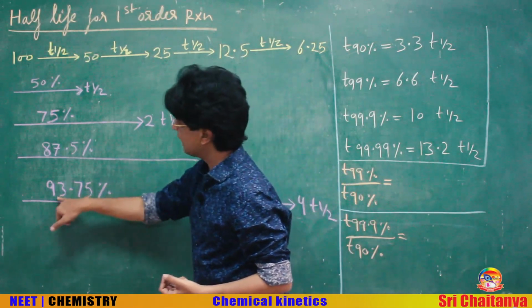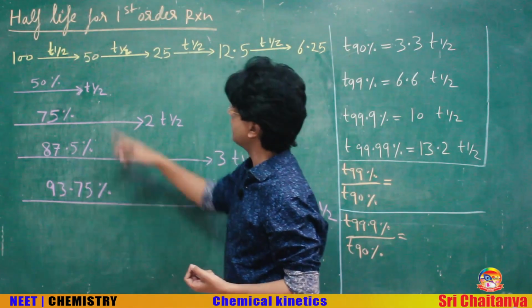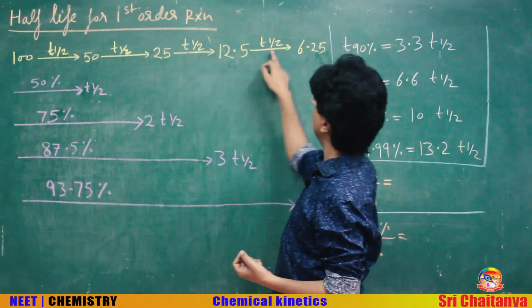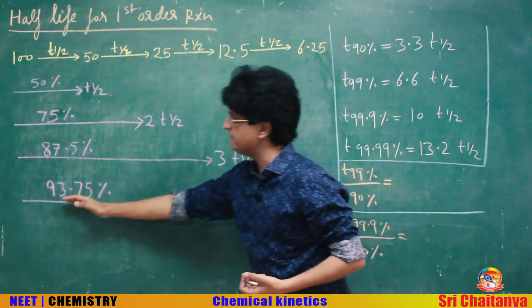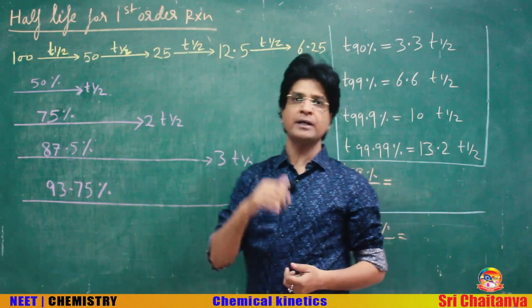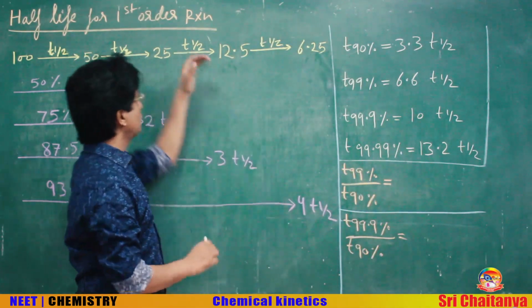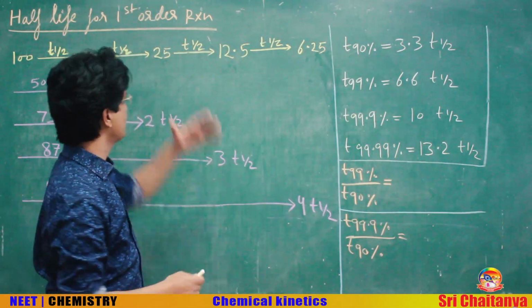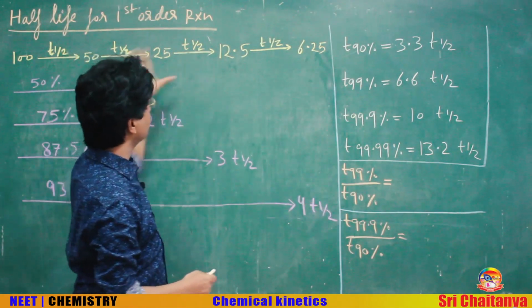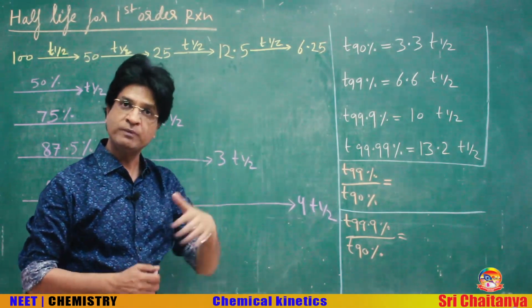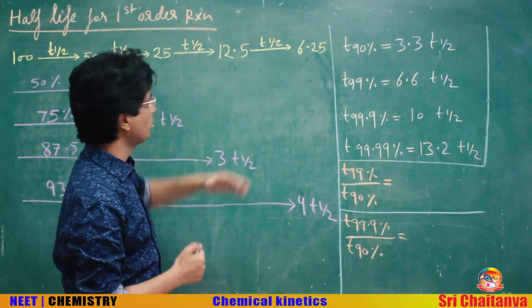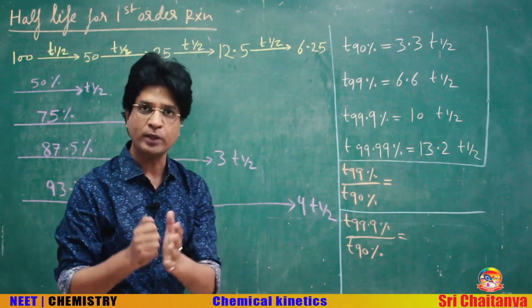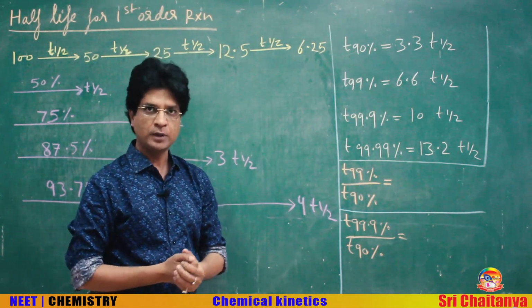Similarly, to complete 93.75% reaction, how many half-lives have I covered? 1, 2, 3 and 4. So to complete 93.75% reaction, I require 4 half-lives. Now these are very, very important data, because sometimes they ask you direct questions on them. If you are able to remember this data, your job will be very simple while solving questions on first order reactions. Remember students, it's very important that you command the half-life aspect.